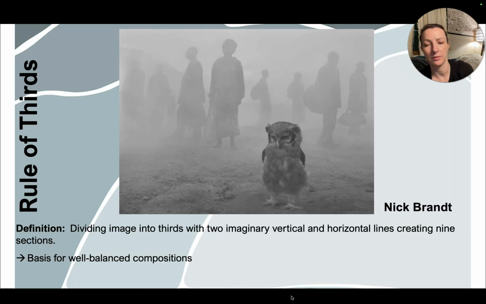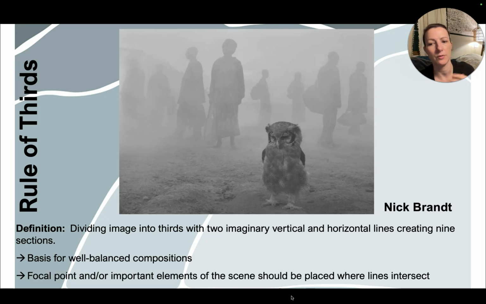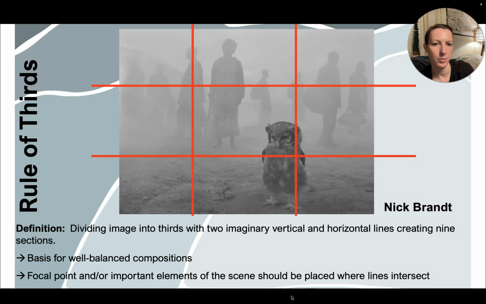It is the basis for well-balanced compositions, and your focal point, important elements, should be placed where those lines intersect. So in this photo by Nick Brandt, that owl, that really sad, depressed looking owl, is right there where those lines intersect. So it's immediately drawing my eye right there.